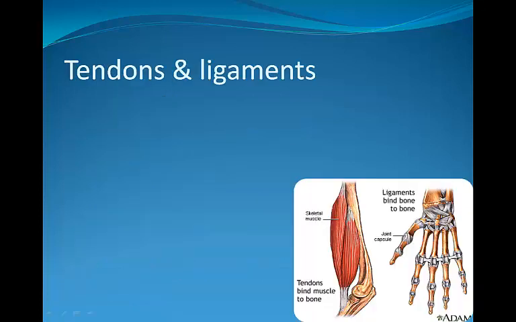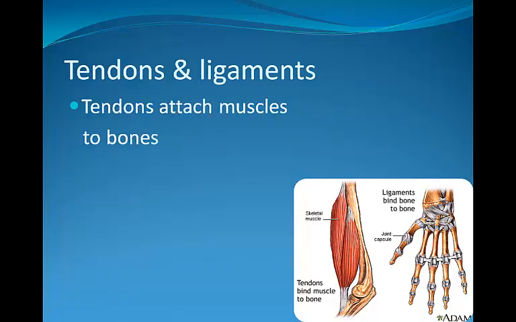Okay, so tendons and ligaments. There's not a lot that you need to know about these. The main thing that you need to know is the difference. So we'll look at tendons first. So tendons are basically the types of tissue that attach muscles to bone.